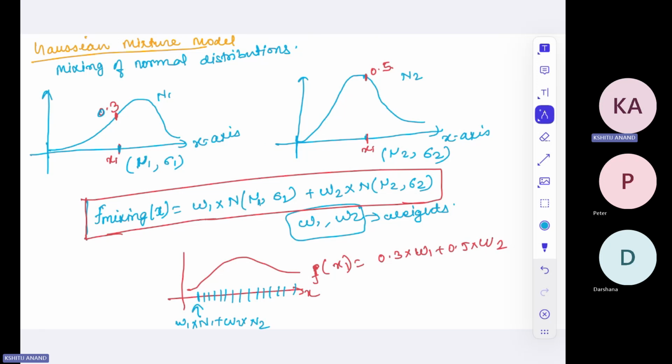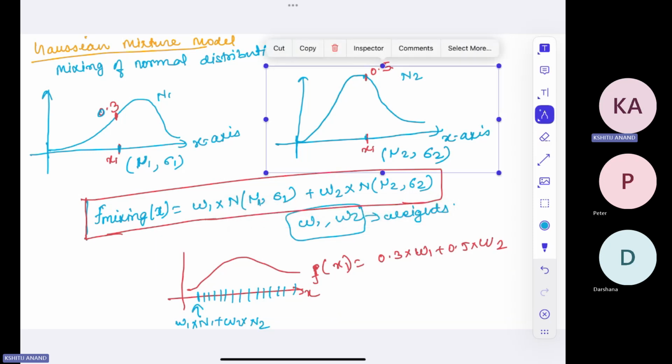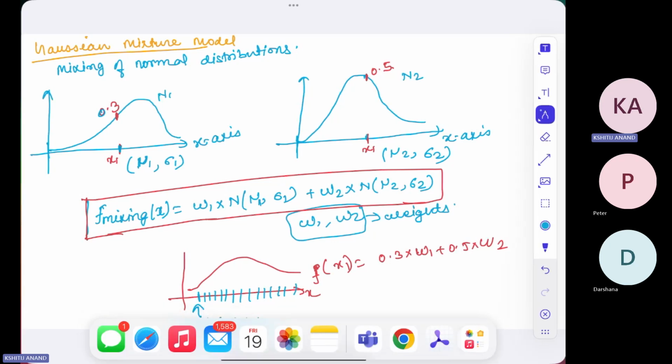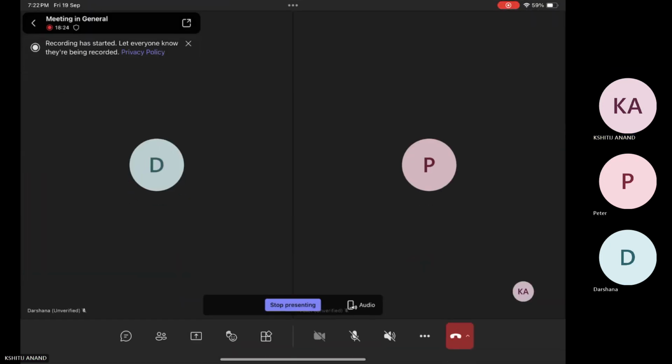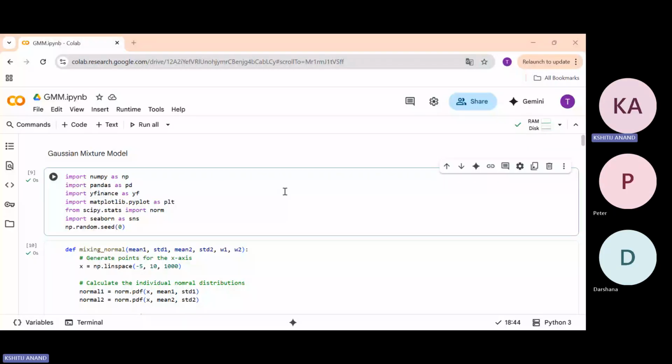Before we move ahead, I will share my screen, and I will show you how we can get it done using Python. Is my screen visible? Yes. Okay.